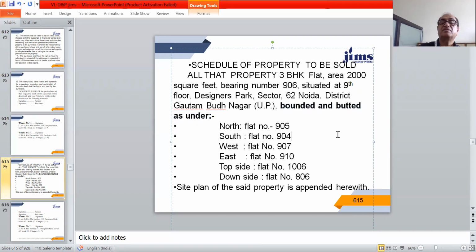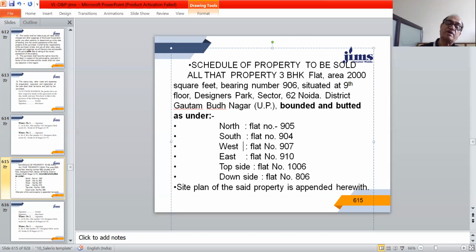On the northern side of the property to be sold, flat number 905 is situated. And on the southern side, flat number 904 is situated. On the western side, flat number 907 is situated. And on the eastern side, flat number 910 is situated. These flat numbers 905, 904, 907, 910 are not going to be sold. It is the property number 906 which is going to be sold by virtue of this agreement to sell.